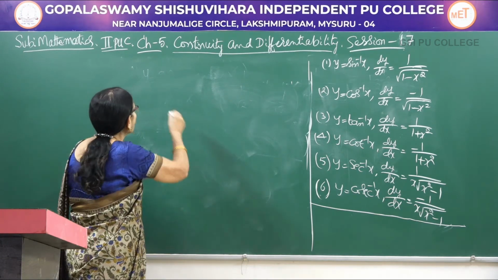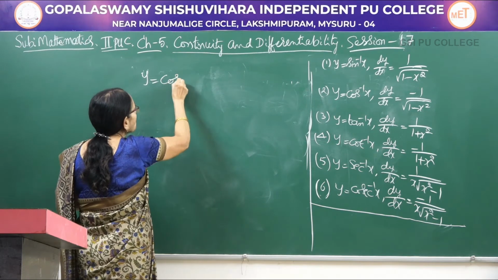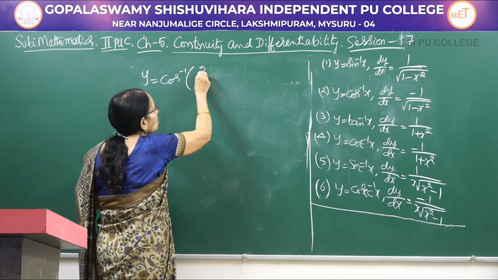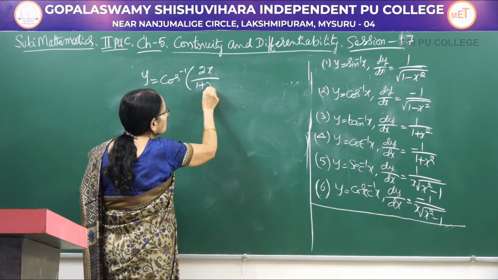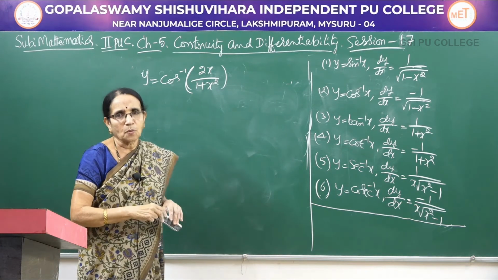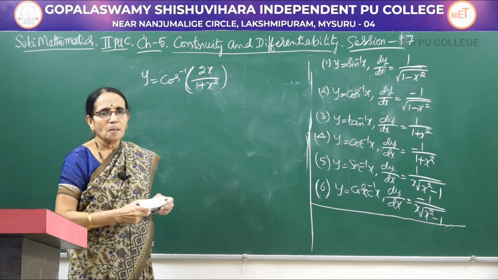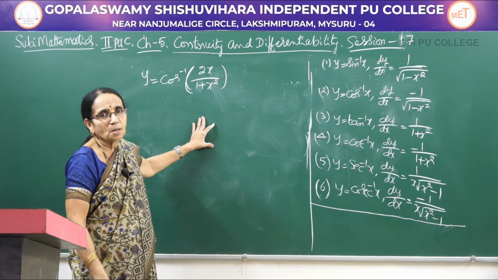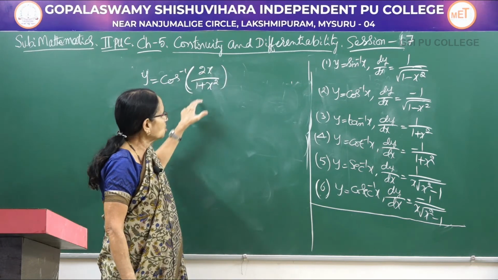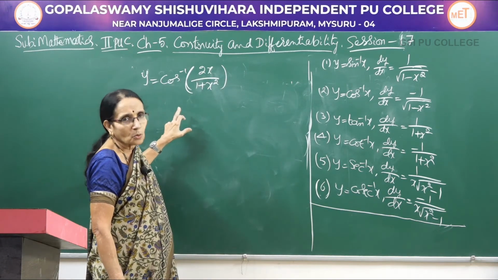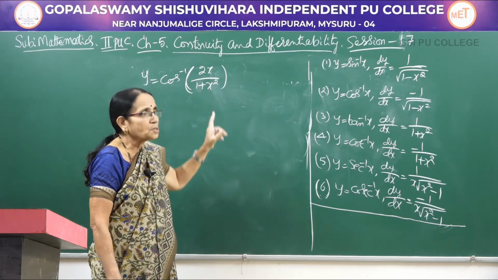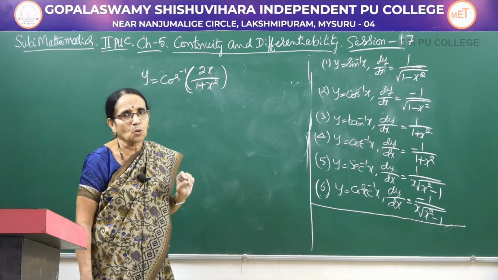Now y is equal to cos inverse of 2x over 1 plus x square. Now here again, if you don't use the substitution, you can use the second formula. It is minus 1 over root of 1 minus square of this one. And then you have to differentiate this applying the quotient rule.